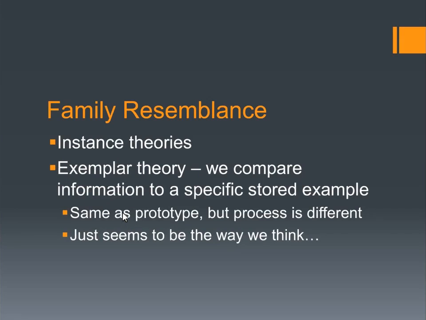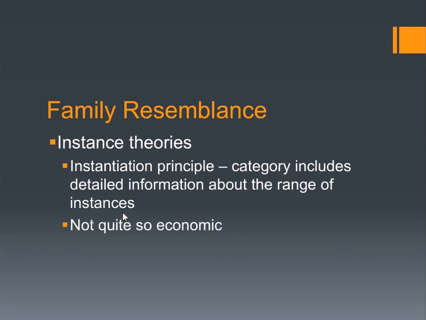Another example of a family resemblance theory is an instance theory. It's usually called exemplar theory. So instead of comparing our concept that we're thinking about to a prototype, we compare it to a specific example. And this is more likely the way that we work. It's the same as prototype theory, like all the rules are the same, except that we're comparing it to a specific example from memory instead of this sort of abstract ideal example.